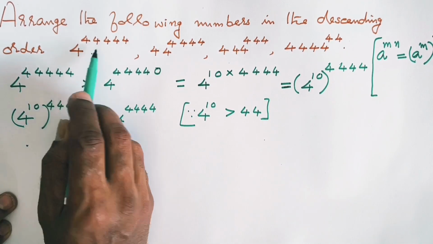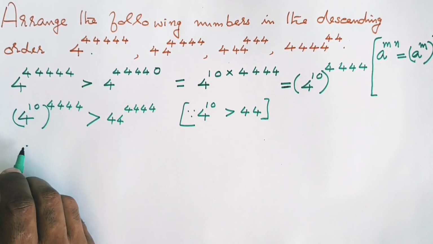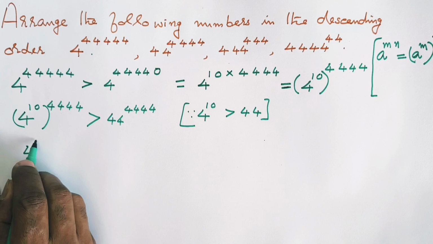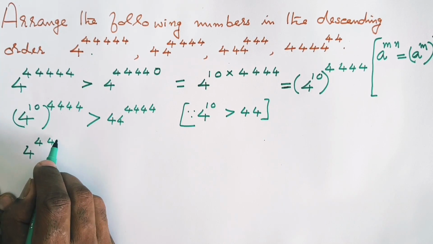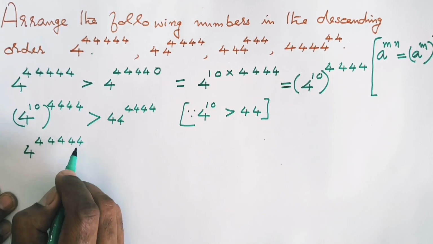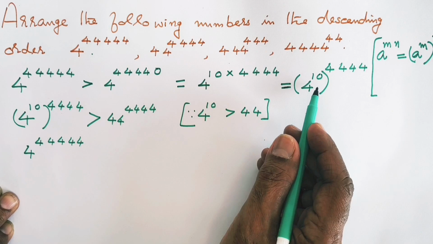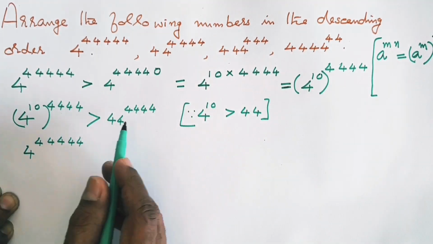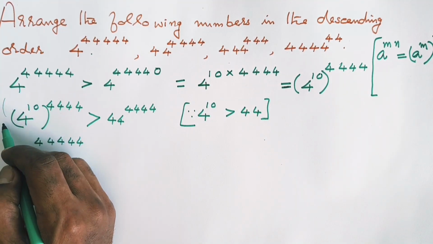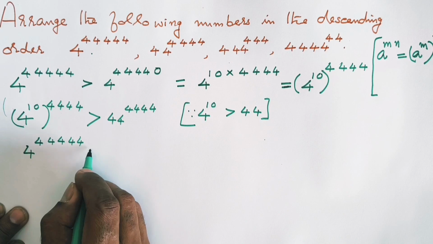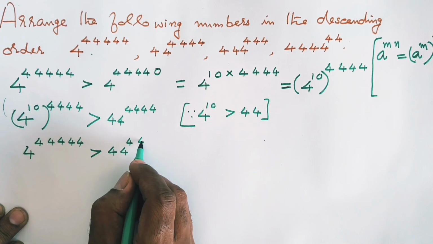So we compared the first two numbers. Let me rewrite that again. 4 to the power of 44,444. This is the number we have compared. This is already greater. Again, this is greater. Comparing whatever we have done in these two steps, we will be getting the first two compared like this.